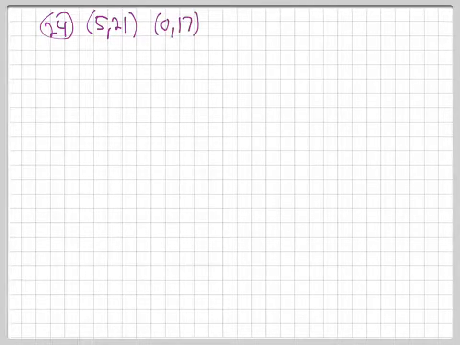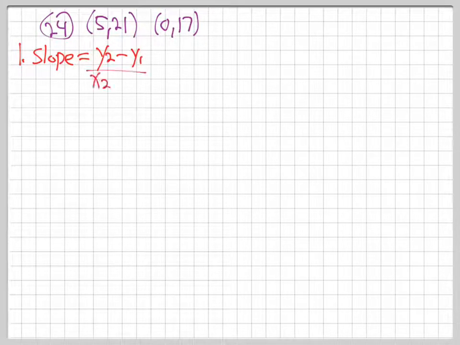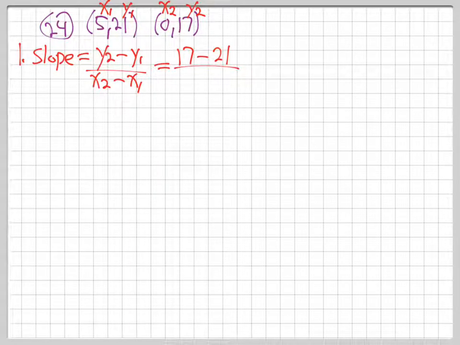So this is number 24. So we have (5, 21) and (0, 17). You know the first step is slope. y2 minus y1 over x2 minus x1. This is x1, y1, x2, y2. So y2, 17 minus y1, 21, over x2, 0 minus x1, 5. So that's minus 4 over 5.